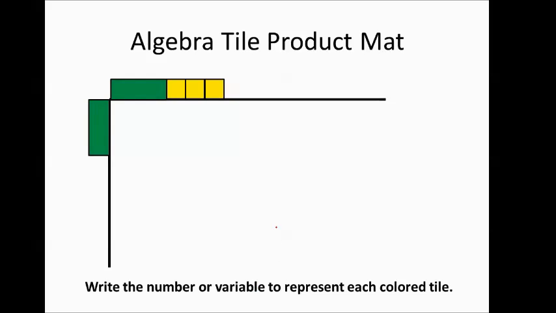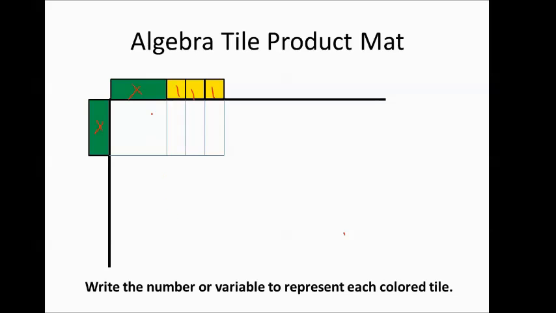Okay, we can see this line with the tiles around it represents our algebra tile mat. It tells us to write the product or variable to represent each colored tile. Well, we know that the first colored tile represents an x. And we know that the other green colored tile represents an x, and each one of the yellows represents a 1 according to our key. So we're going to write the number or variable to represent each colored tile.